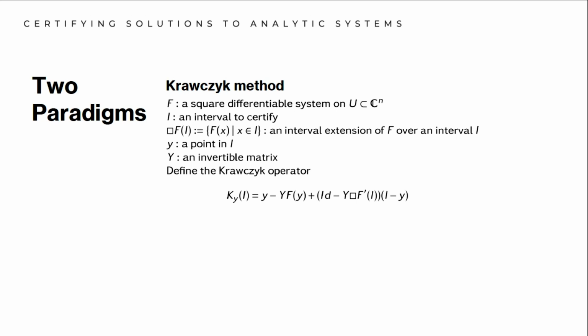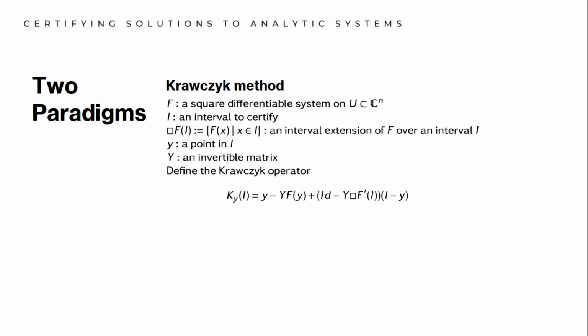If we have a polynomial system, it is quite easy to compute this kind of interval extension because we can just plug an interval into our variables. But if you have analytic functions, it is slightly more complicated. Here y is any point inside our interval; in our implementation, we choose the midpoint of the interval. And capital Y is an invertible matrix. Using these ingredients, we can define the Krawczyk operator. This is an interval operator, so it is actually an interval box.